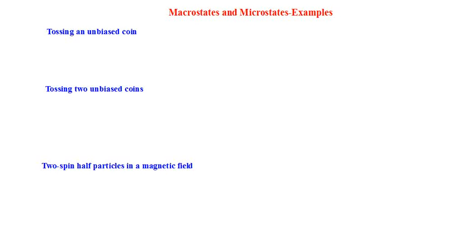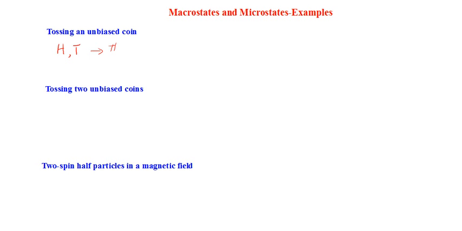tossing an unbiased coin. An unbiased coin means a coin which has got equal probability to give a head and a tail. So you know that the outcome of tossing an unbiased coin will be either to get a head or to get a tail. Getting a head is one of the accessible microstates of the coin, and getting a tail is another accessible microstate. So there are two accessible microstates.